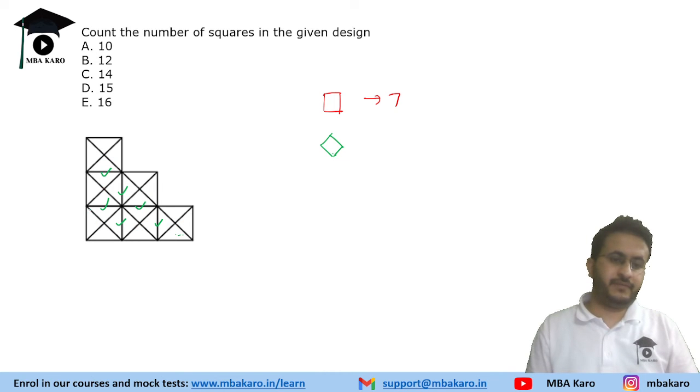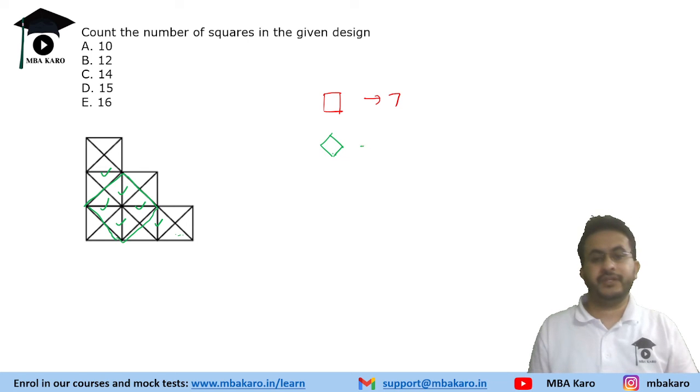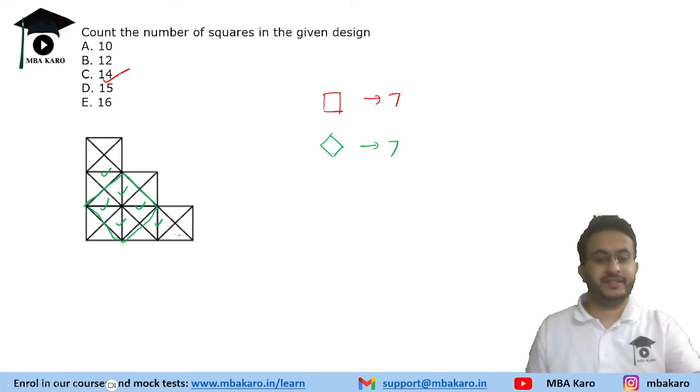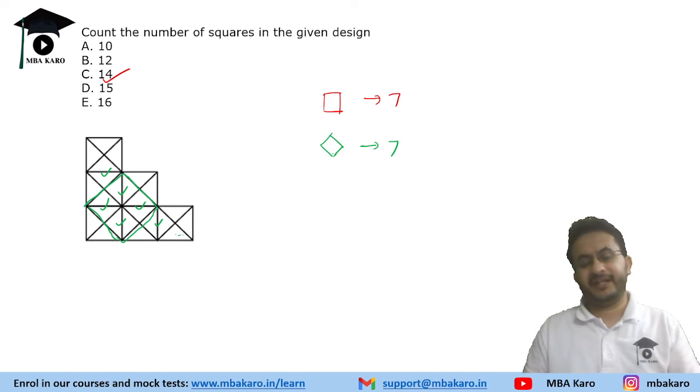And then we can combine this square also. This is another square which is a combination of 4 squares. So we have 7 squares of this kind as well. So 7 and 7, a total of 14 squares in this given image. Do let me know how many of you were able to get the correct answer of 14.